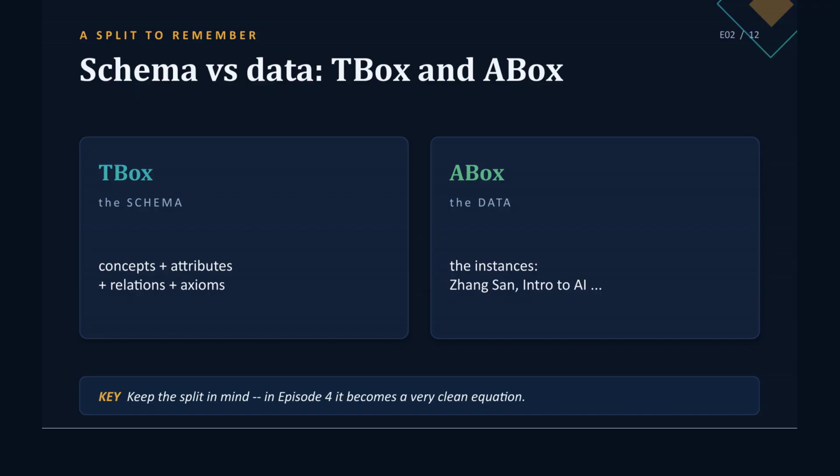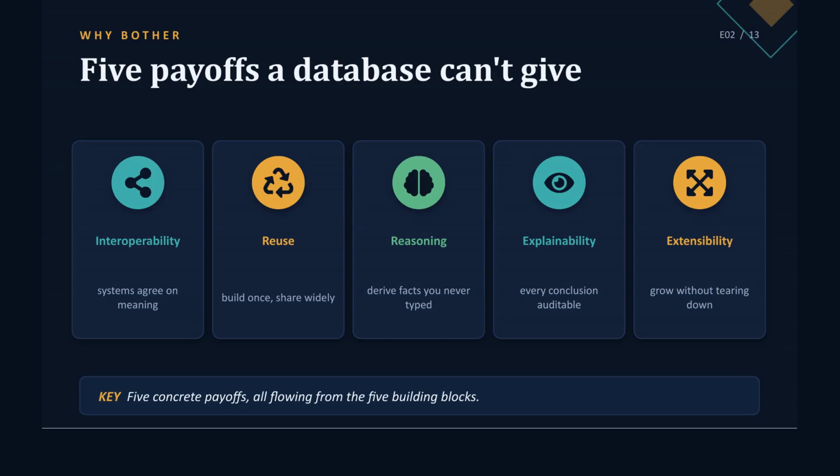You might fairly ask, why go to all of this trouble, when a database was so much easier to build? Because writing the meaning down explicitly buys you 5 things that a database never could. Semantic interoperability, where 2 different systems finally agree on what a word actually means. Reuse, where you build the map once and many systems quietly share it. Reasoning, where the machine derives facts you never once typed in. Explainability, where every single conclusion arrives with an auditable chain behind it. And extensibility, where you grow the model without ever tearing down what you already had.